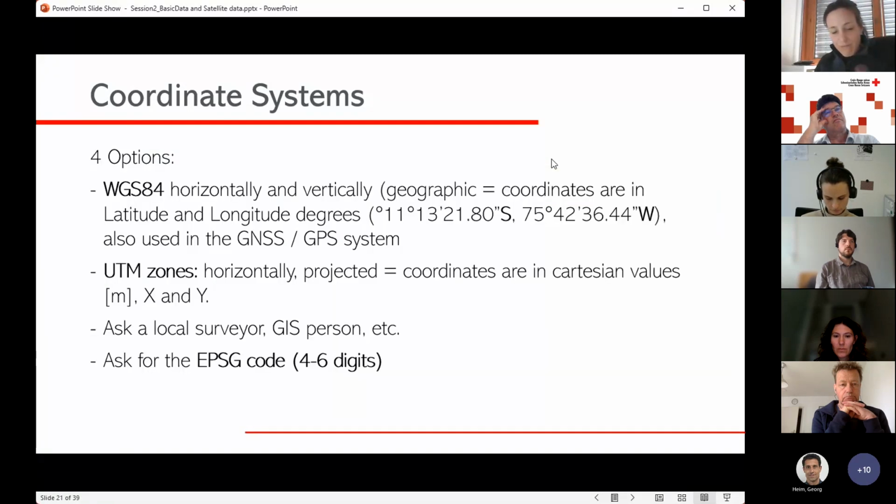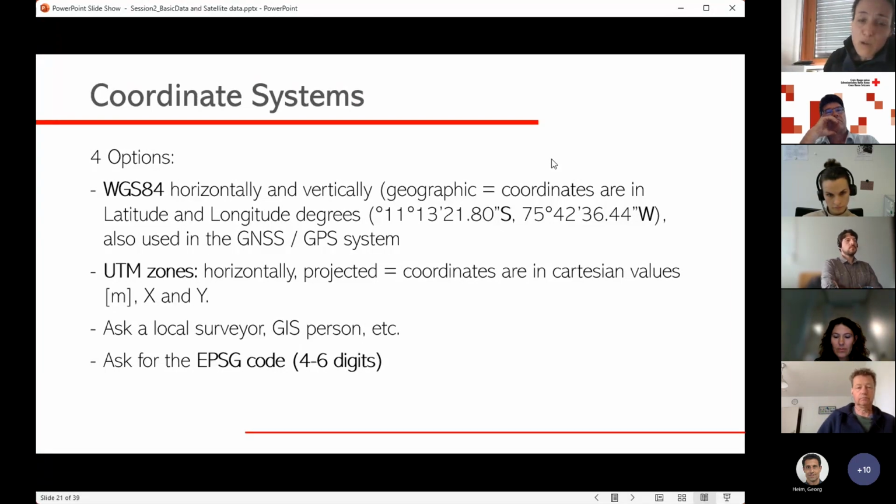So since that is a complicated topic, here are four options for you. Stick to WGS 84 horizontally and vertically. It would mean that all coordinates are in latitude and longitude, so in degrees, like on a GPS. It works. It's not super practical if you want to start measuring out surfaces. But then you could just switch to the UTM zones and you get a so-called projected coordinate system, which means your numbers are on a Cartesian scale. So X and Y are proper numbers and not degrees anymore.